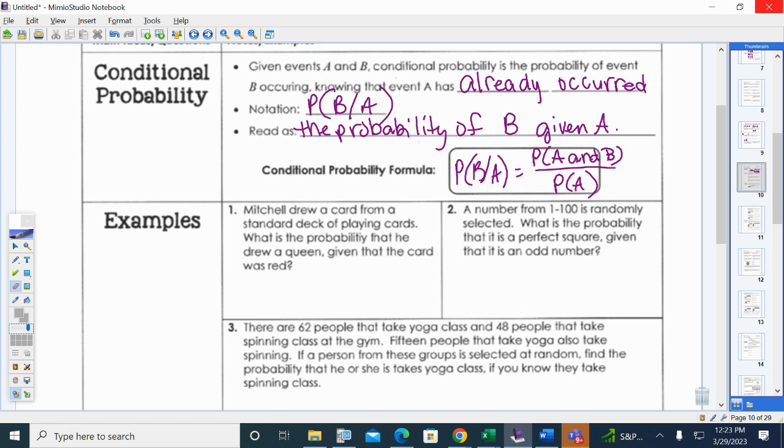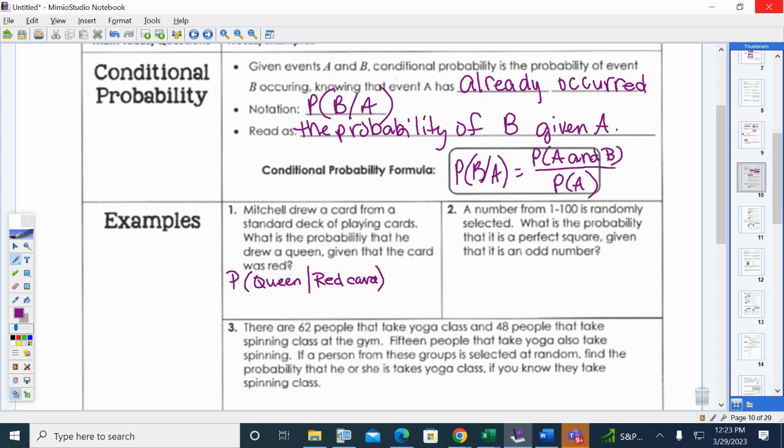Example number 1 says Mitchell drew a card from a standard deck of playing cards. What is the probability that he drew a queen given that the card was red? So basically, we've got the probability that he drew a queen given that the card was red, right? So the thing about conditional probability that you have to take into consideration is that the given part has already occurred. Also, the given part is going to be your denominator.